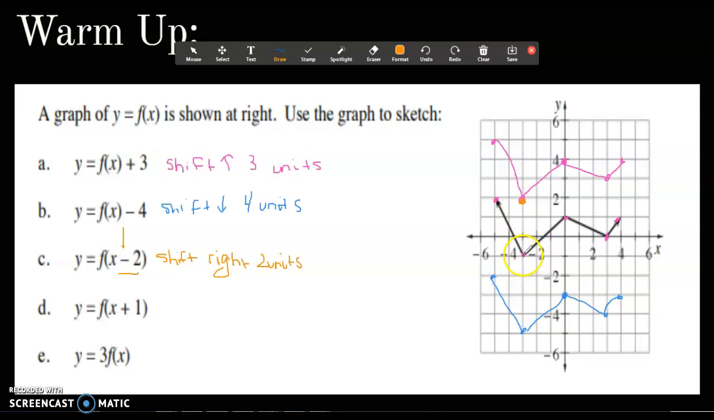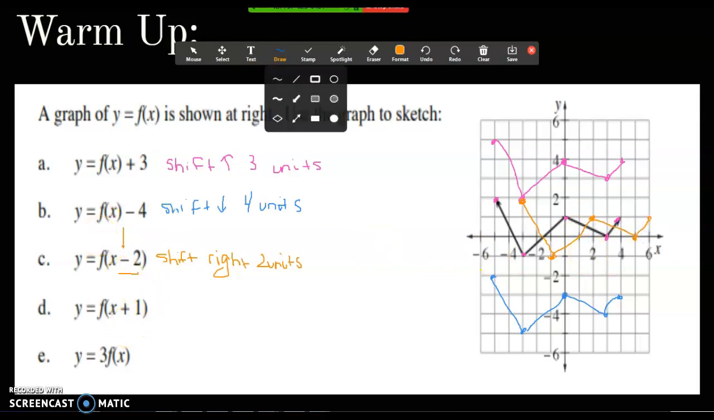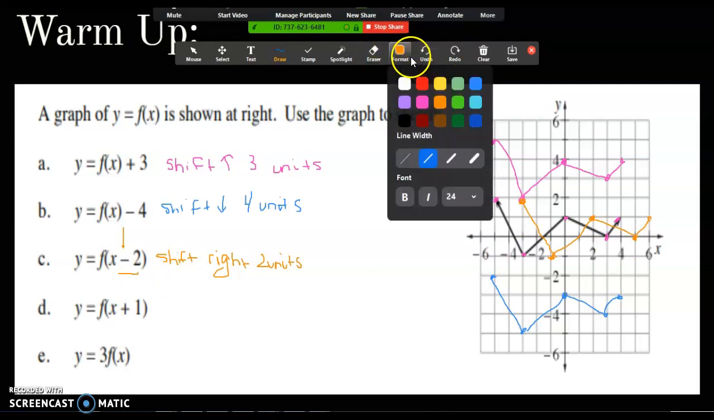This point here, which is at -3, I'm going to move it over 2. It's at -1. And this one's at 0, now it's at 2. And this one is at 3, I'm going to move it over to 5. And this one's at 4, so now it's at 6. So now I moved everything to the right 2 units. If you sketch this out and it worked out, you're doing good so far. Let's change the color again. Let me go for purple, I haven't done purple.